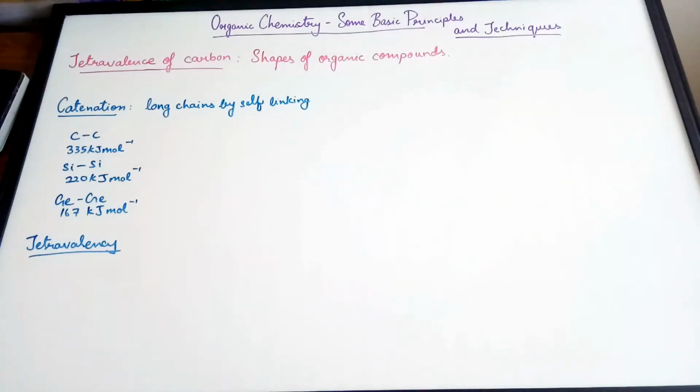Tetravalence of carbon, shapes of organic compounds. In grade 10, you had learnt about the unique property of carbon and why it forms so many compounds in the first place. This is just a recap on that.